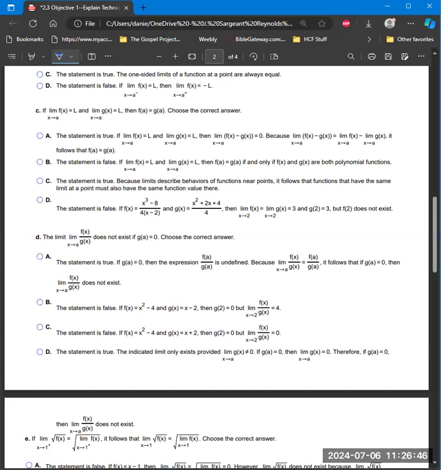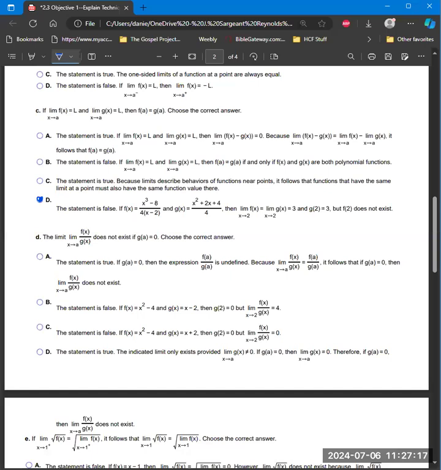If f of x equals x cubed minus 8 over 4 times x minus 2, and g of x equals x squared plus 2x plus 4 over 4. In both cases, the limit as x approaches 2 of f of x equals the limit as x approaches 2 of g of x equals 3. But g of 2 equals 3, but f of 2 does not exist. So that was D.